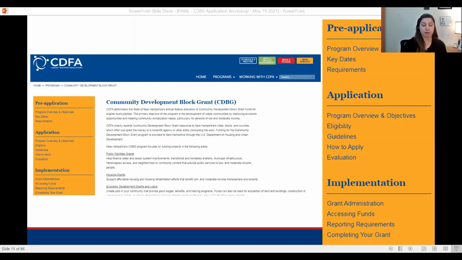Once you select a program from the drop-down menu, you can use the sidebar to navigate content within the pre-application, application, and implementation sections. Under the pre-application section, you'll find an overview of the program and its objectives, key dates, and deadlines relative to the grant opportunity, and also information on pre-application requirements. The application section provides more in-depth information on the program. This includes eligibility, program guidelines, steps for applying, and how your application will be evaluated. There is also a link to download the full CDBG application and program guide.